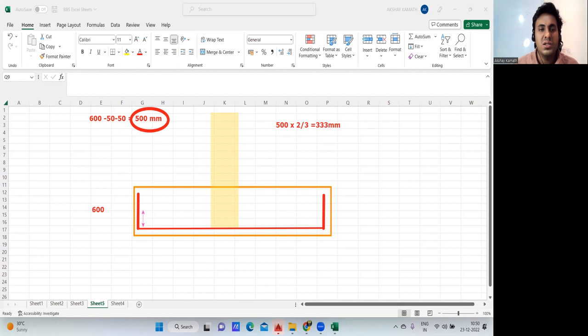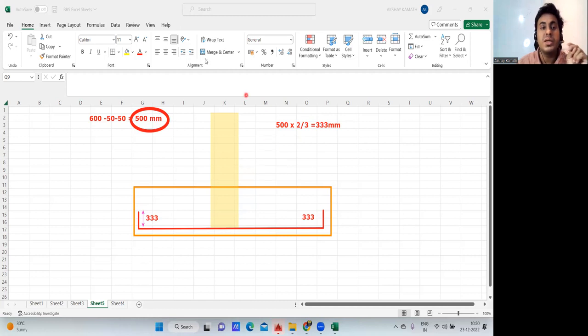If it is 330, then obviously this part will come up to here. So this will be 333 mm, and this also will be 333 mm. You're getting my point? This is usually what we follow. But there are few people who say, no problem, you don't have to take two-third, you take it completely. In that case, you do according to that.